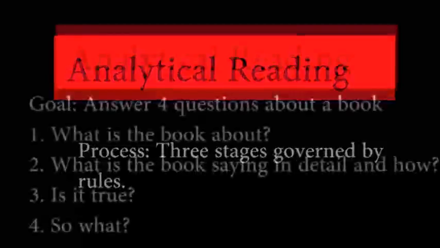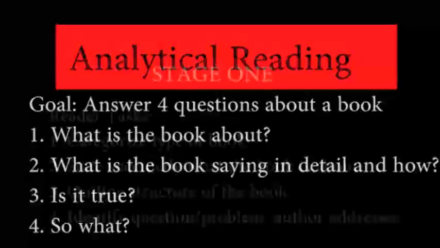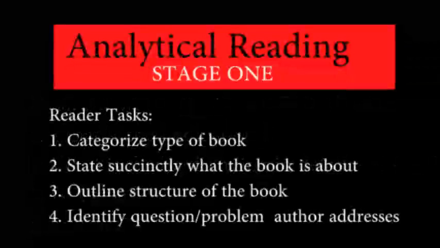The goal of analytical reading is to answer 4 basic questions about a book. First, what is the book about as a whole? Second, what is the book saying in detail, and how is the argument structured? Third, is the book true in whole or part? And fourth, what is the significance of what the author is saying? To answer each of these questions, Adler spells out a set of rules for each stage in the analytical process.